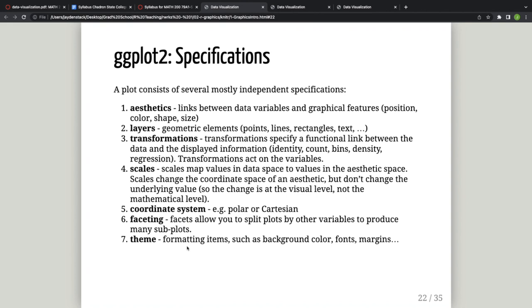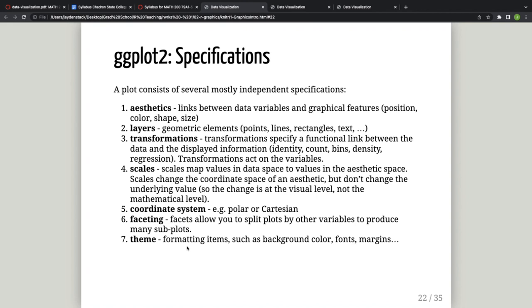Okay, scales. Scales map values in data space to values in the aesthetic space. Okay, that's going to be changing the size of your text or something like that. Scales change the coordinate space of an aesthetic, but don't change the underlying value. Okay, so they change at the visual level, but again, not the mathematical level. Think about something like the size of your text or something like that.